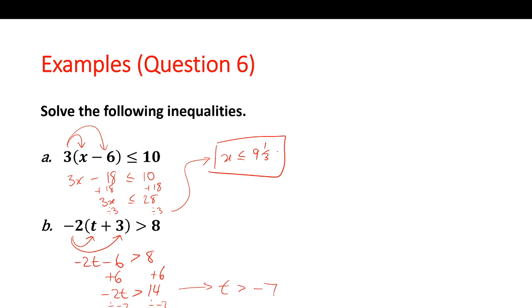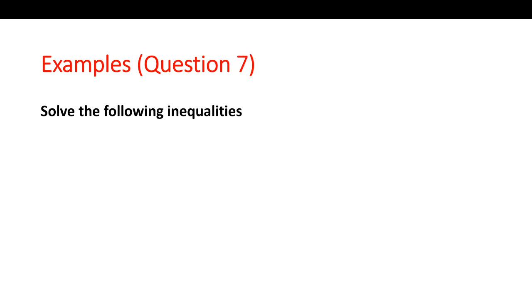So is that the correct answer? No, of course not. We forgot to flip the sign. Remember, whenever we times or divide by a negative, it's only when we times and divide, but whenever we do, we need to flip that sign. So t is less than or equal to -7 is our final answer.